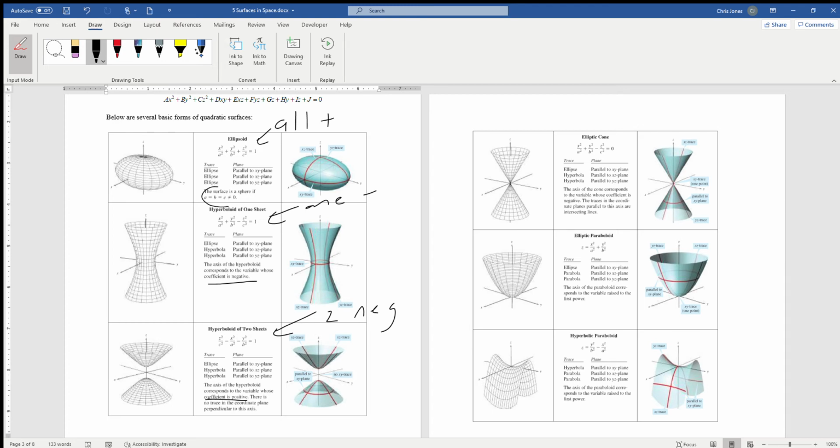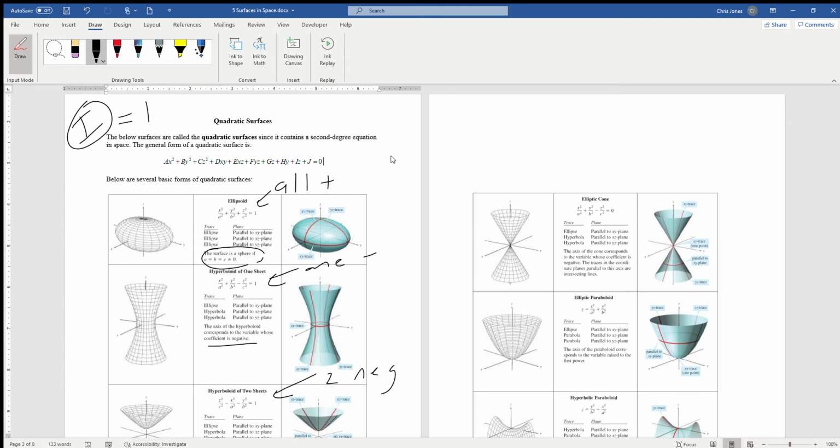Notice that if all 3 of the coefficients are the same, A, B, and C, then we're dealing with a special type of ellipsoid called a sphere. So that's page 1.